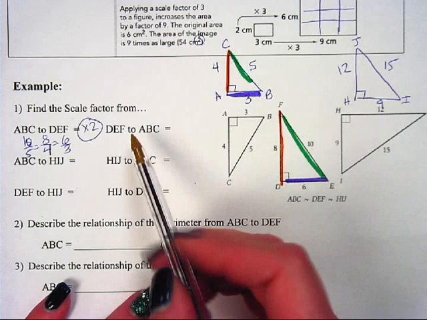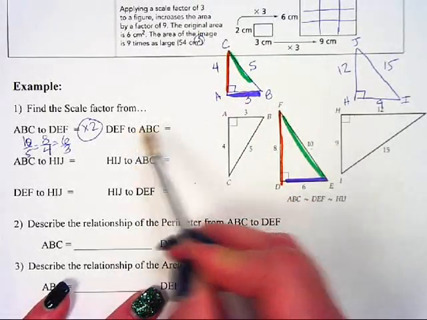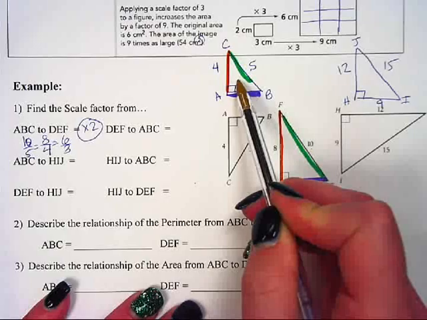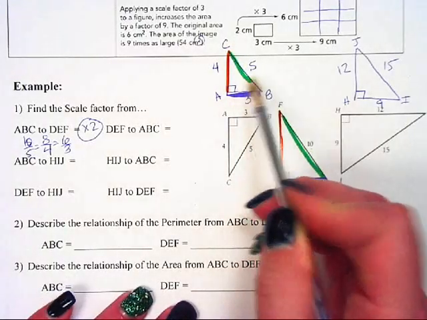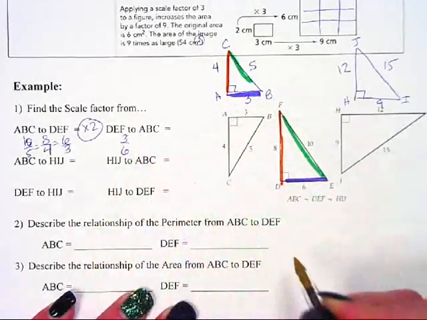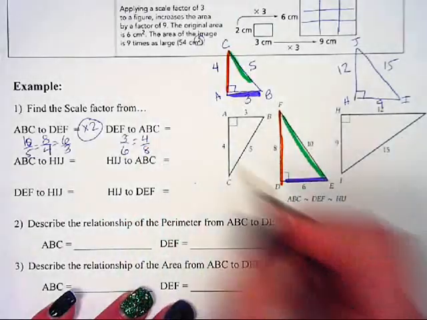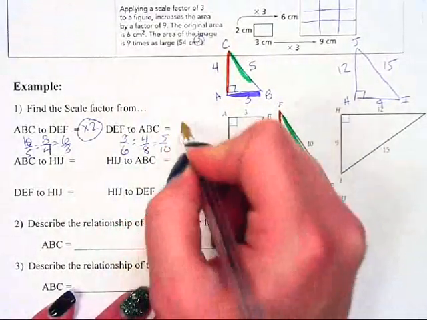If I was to go the opposite direction though, from DEF to ABC, you'll notice that direction there, I'm going from the big one to the small one, then they're going to be flipped. So this time my new one is 3 where the original side was 6. Or the new side is 4 where the original side is 8. Same thing with 5 and 10.